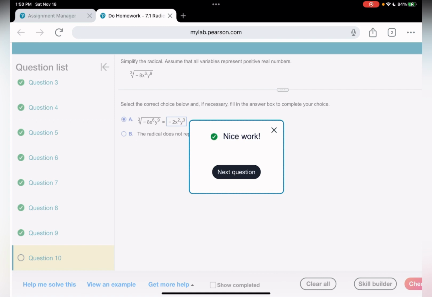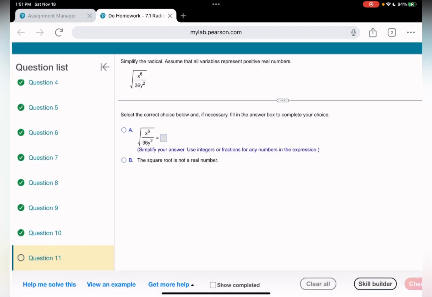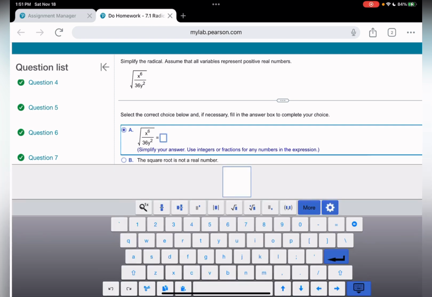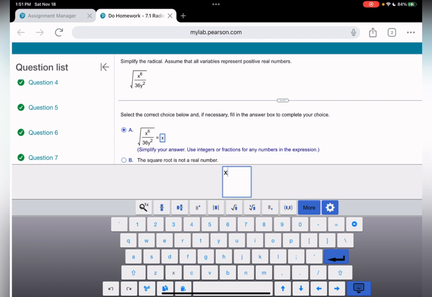And the last question. Okay, this is pretty straightforward. Let's see. We have square root, right? X to power 6 over 36 y squared. What am I going to do? First, taking square root of x to power 6. 6 divided by 2 is going to be 3, right?